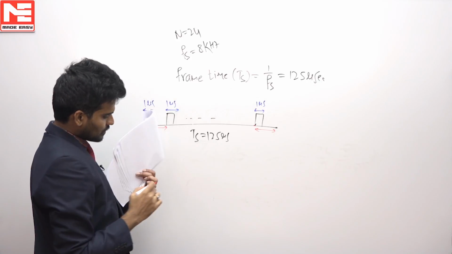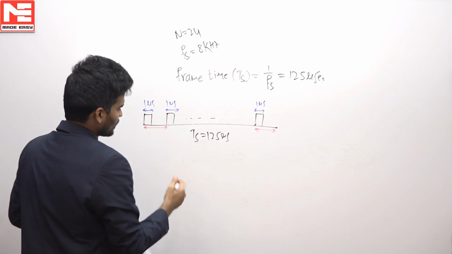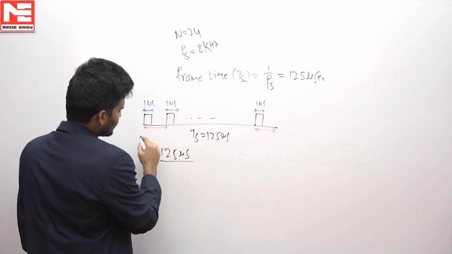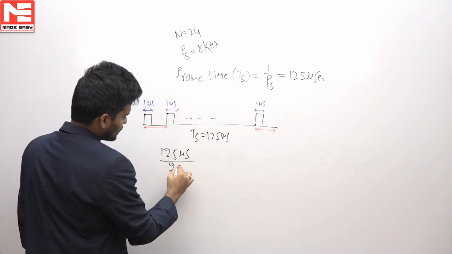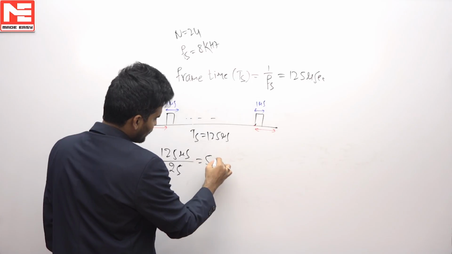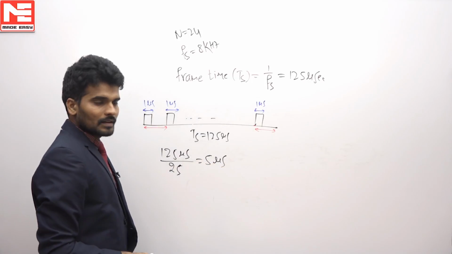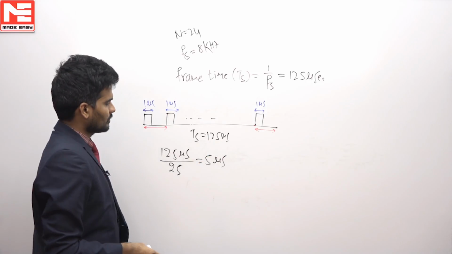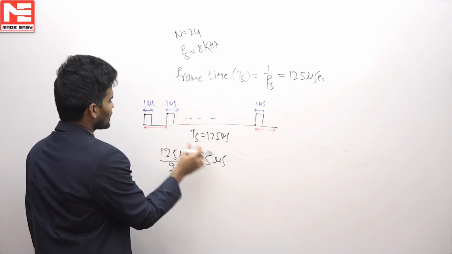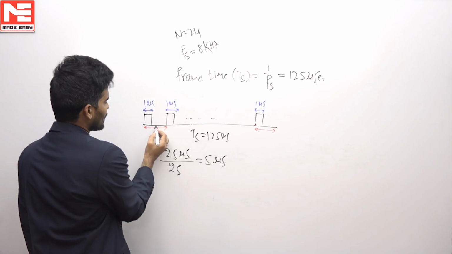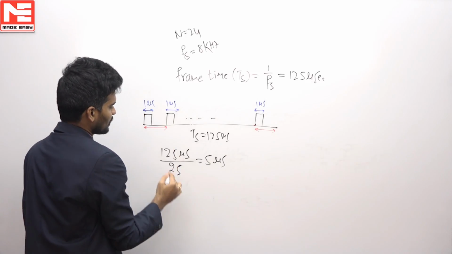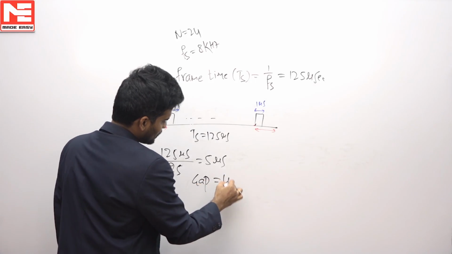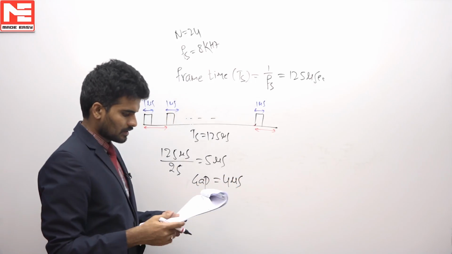Then what is the time duration of each slot? Total time is 125 microseconds, and there are 25 slots, so it will be 5 microseconds. The time duration of every slot will be 5 microseconds. And in this 5 microseconds, the actual pulse duration is 1 microsecond, and the gap between pulses will be 4 microseconds.